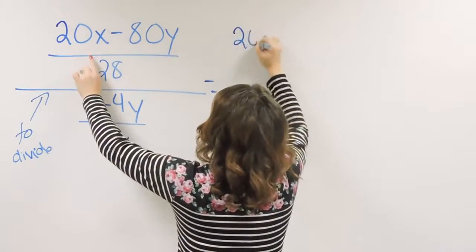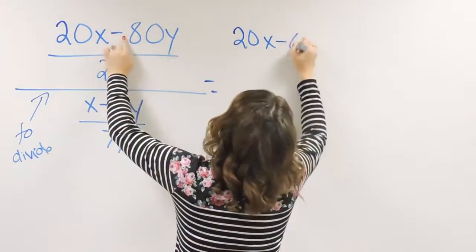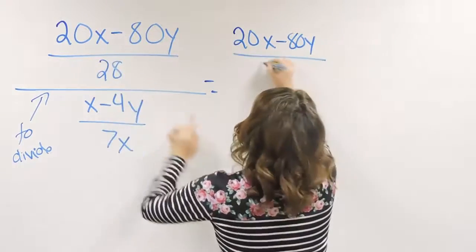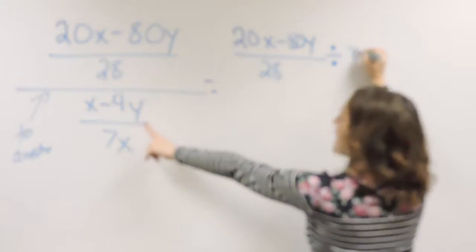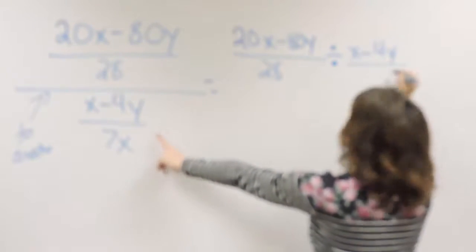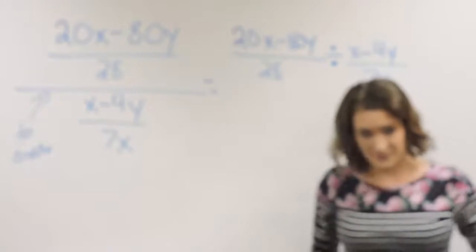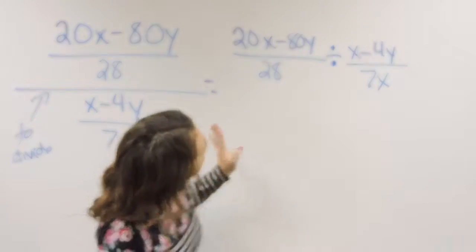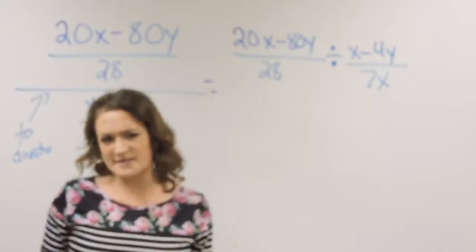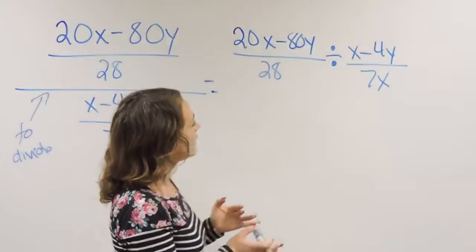So that's going to look like 20x minus 80y over 28, and this is being divided by x minus 4y over 7x. Now, for me, it makes this a little bit easier because I can see this division and I can see a little bit better what's going on here.